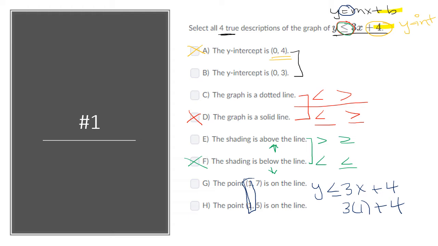3 times 1 is just 3, and 3 plus 4 is 7. So y would have to be less than or equal to 7. I want that equal part because it's asking me what's on the line. So 1 comma 7 would be the point on the line. 1 comma 5 would be part of the shaded region since it's below, and that's true. 5 is less than or equal to 7. It would be part of the shaded region, but 1, 7 is going to be on the line since it's equal.